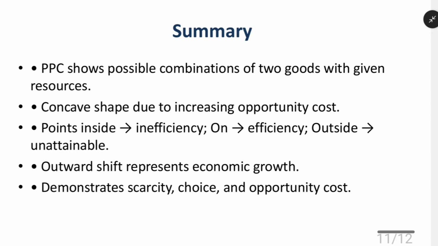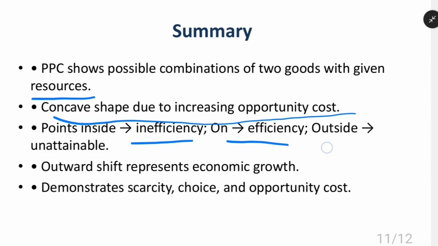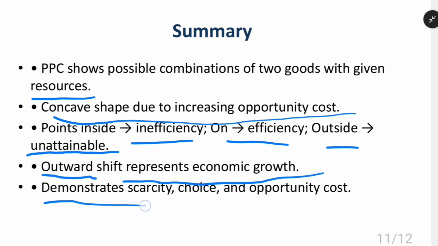Summary. PPC shows possible combinations of two goods with given resources. Concave shape is due to increasing opportunity cost. Points inside mean inefficiency, points on the PPC mean efficiency, and points outside the PPC mean unattainable. Outward shift represents economic growth, and it demonstrates scarcity, choice, and opportunity cost. So, with the help of PPC, we can show all of these phenomena in a particular economy.